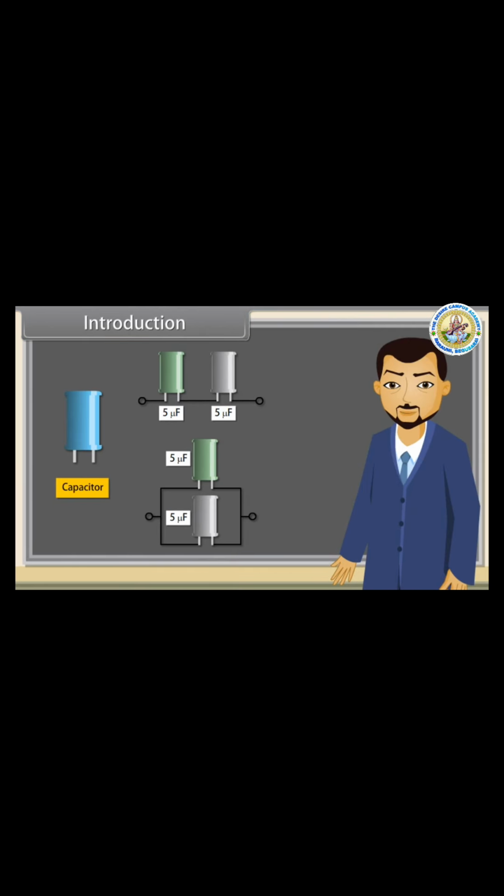Good question, Ajay. Let me tell you. In series combination, the reciprocal of the equivalent capacitance is equal to the sum of the reciprocals of the individual capacitances. However, in parallel combination, the equivalent capacitance is equal to the sum of the individual capacitances.